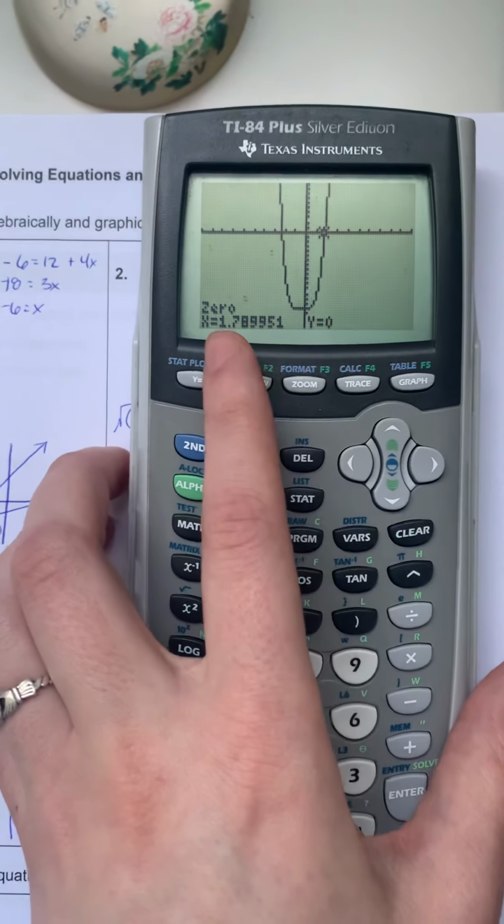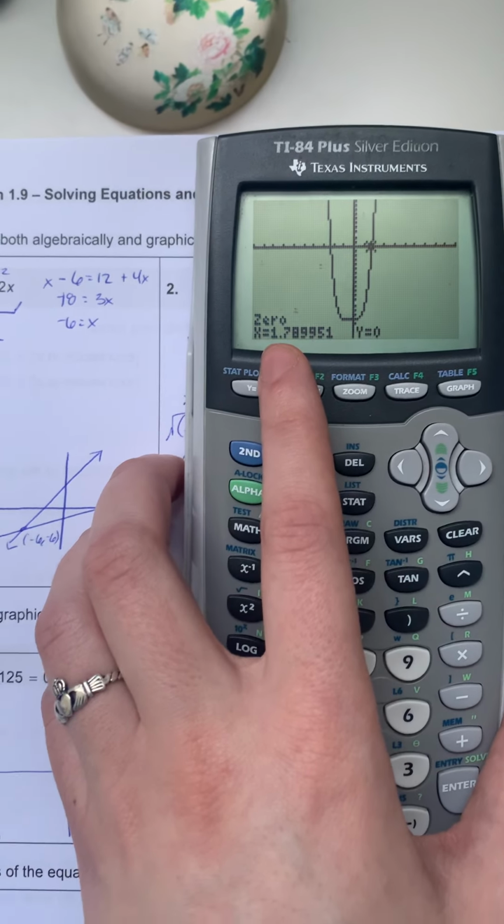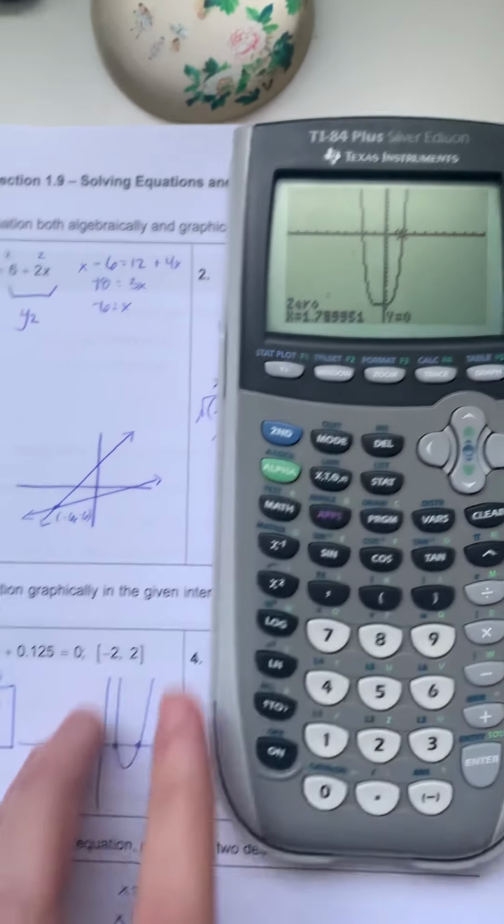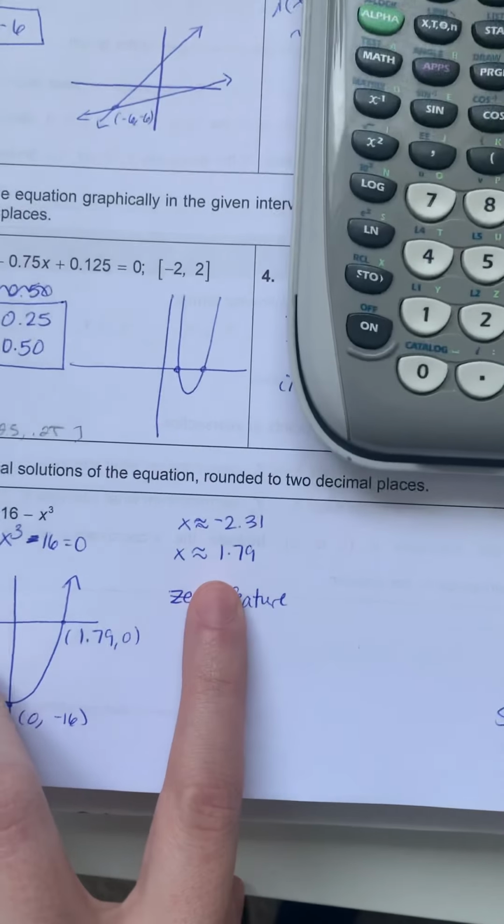And boom, there we go. 1.78. Actually rounded up to 1.79. And that's what we got.